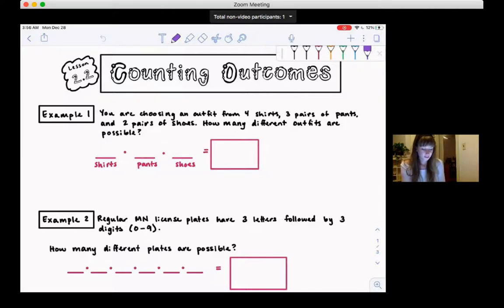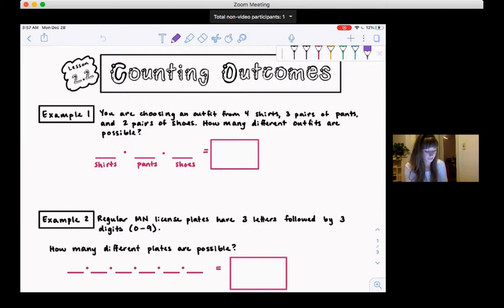Right, this is lesson 2.2 of our probability unit, and this is on counting outcomes. So we're just going to look a little bit more closely at some techniques you can use for counting possible outcomes and also possible ways an event can occur. So we're just going to look at some examples, basically.